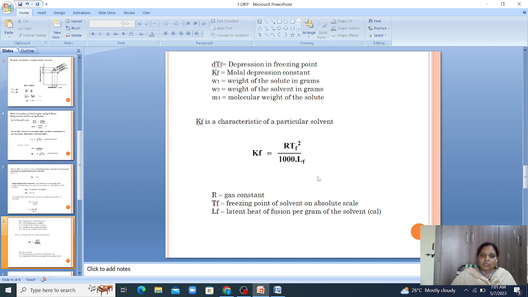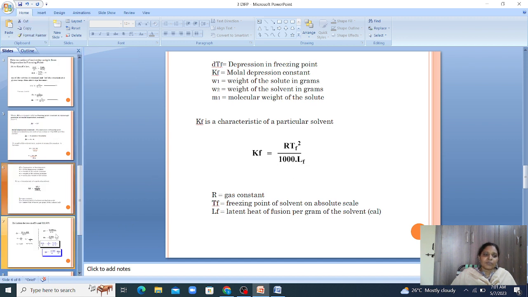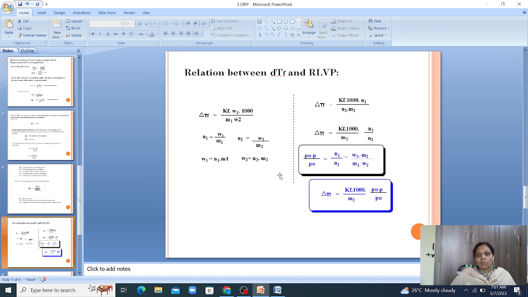And Kf is also a characteristic of a particular solvent, and it mainly depends on the latent heat of fusion as well as its freezing point. So the relation between freezing point and this freezing point constant Kf is Kf equals R TF square upon 1000 into LF. And in the first module itself, we clearly learned that all these colligative properties are related to each other, and we can get the relationship between depression in freezing point and relative lowering of vapor pressure.